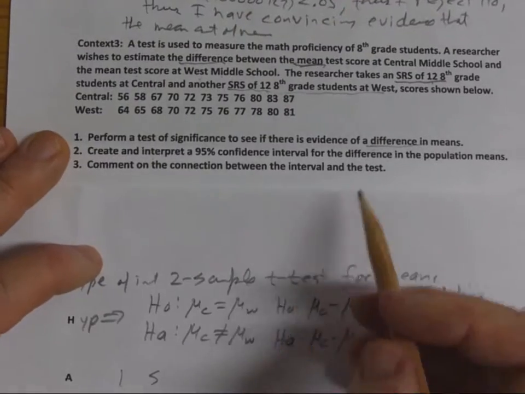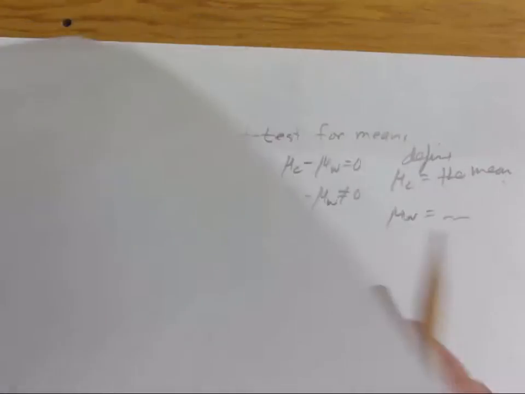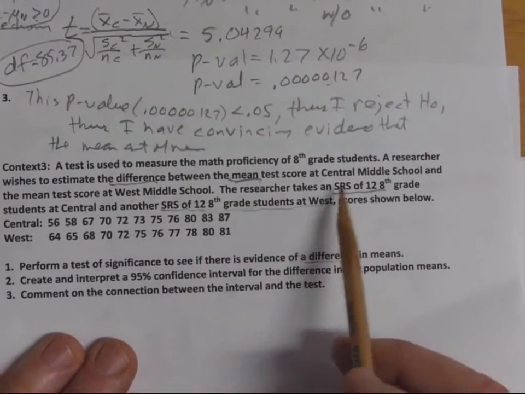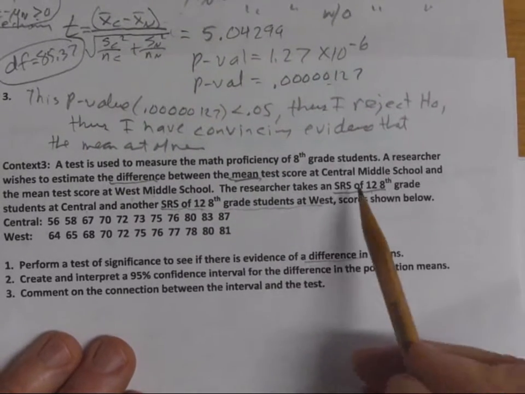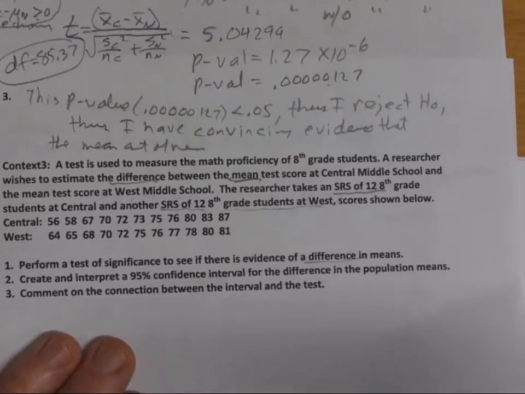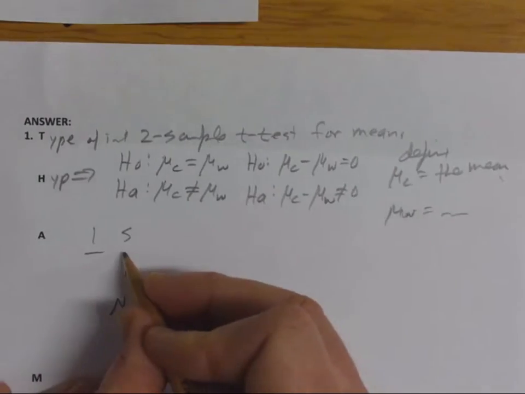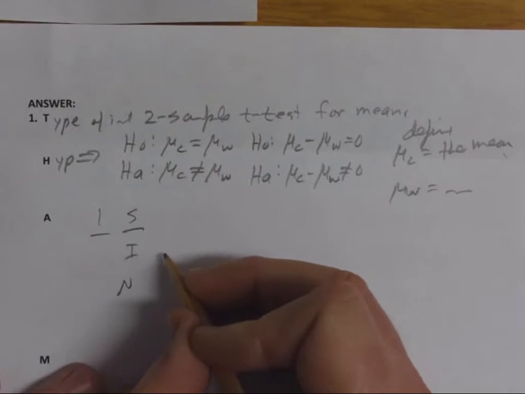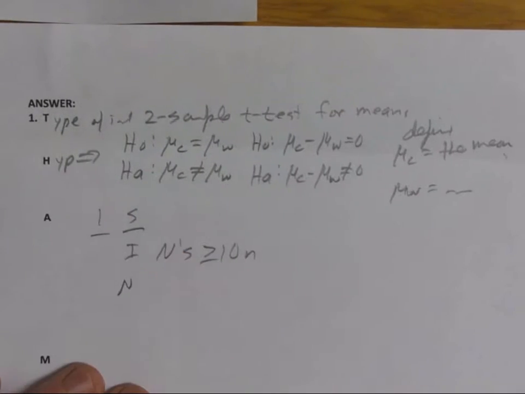So you would say, it says SRS is 2 of them. Don't just say SRS. It says SRSs were taken, thus the independent random condition is met. And so that's what you would write there: independent simple random sample or independent random sample. Our population sizes, 2 of them, have to be at least 10 times our sample sizes. So you would say there has to be at least 120 students at each school.